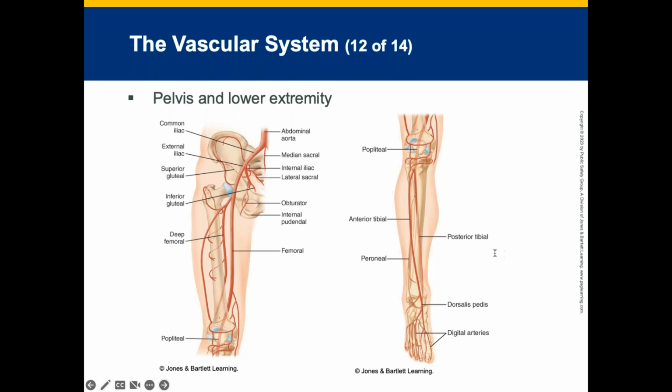And at the foot, the anterior tibial artery becomes the dorsalis pedis artery, and the plantar arteries then arise from the posterior tibial artery. So you'll see it works its way down to the foot to get that oxygenated blood down to the lower extremities.